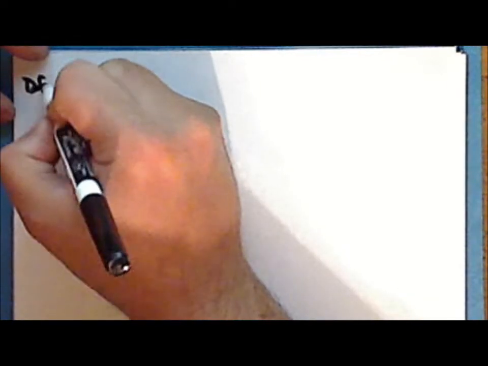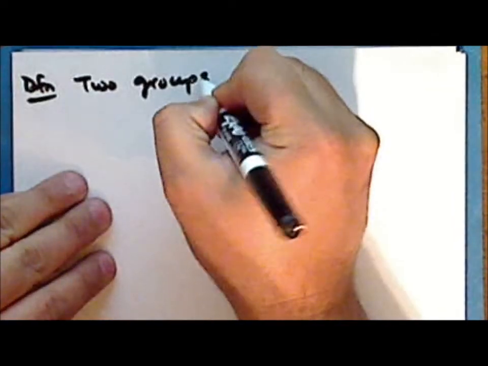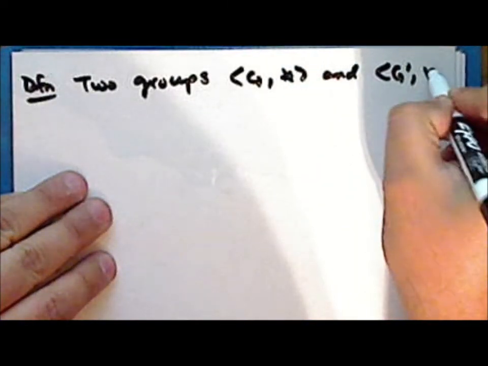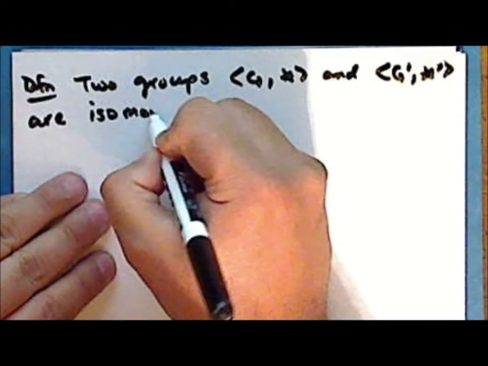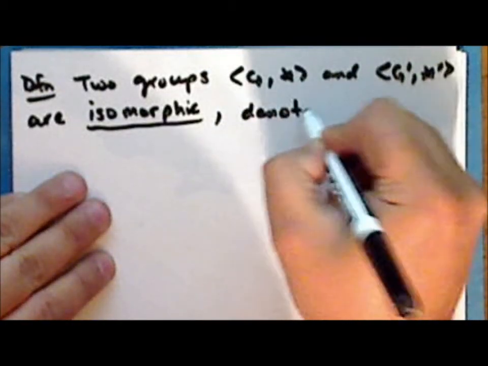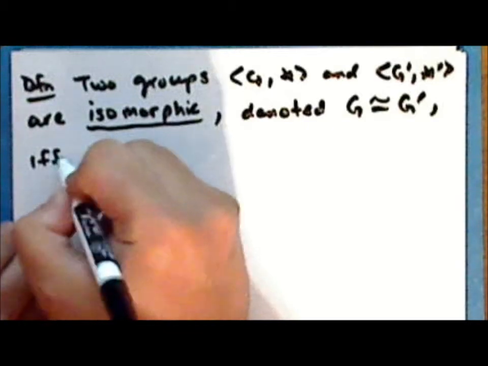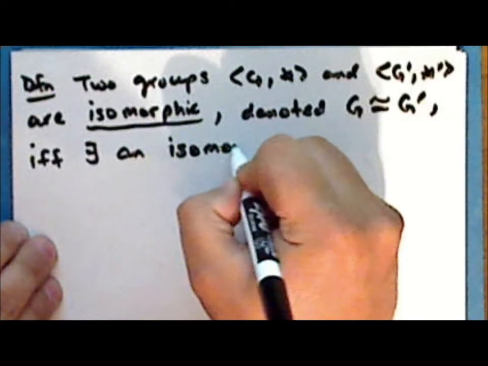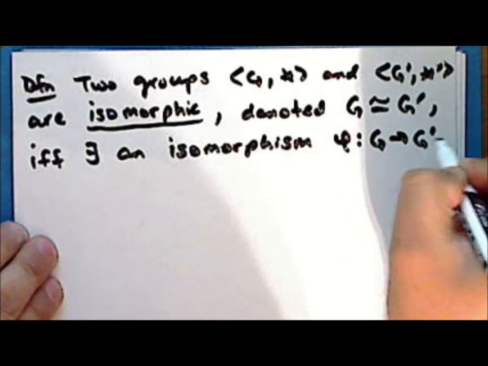So new definition. Two groups, G with the operation star and G prime with the operation star prime, are isomorphic, this is denoted this way, if and only if there exists an isomorphism phi mapping the group G into the group G prime.